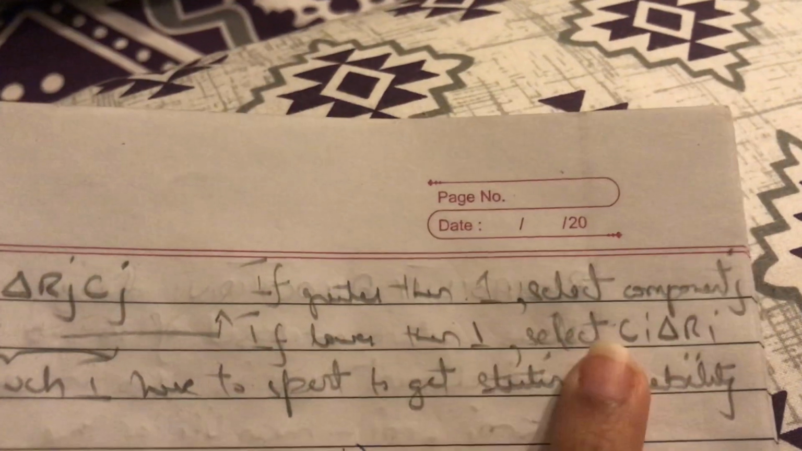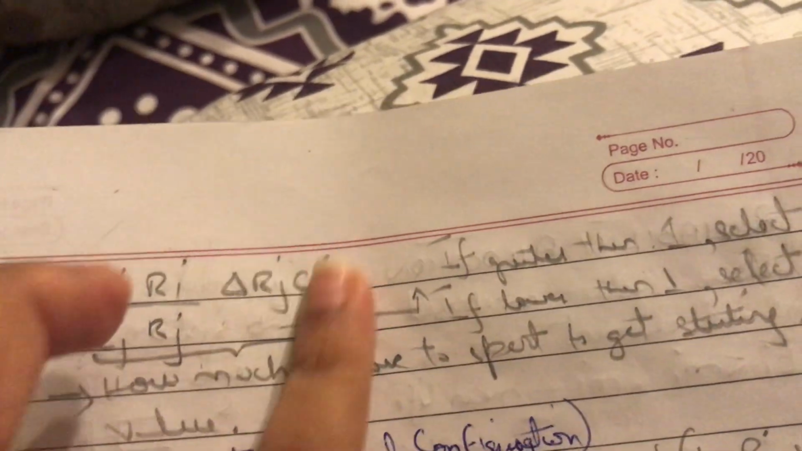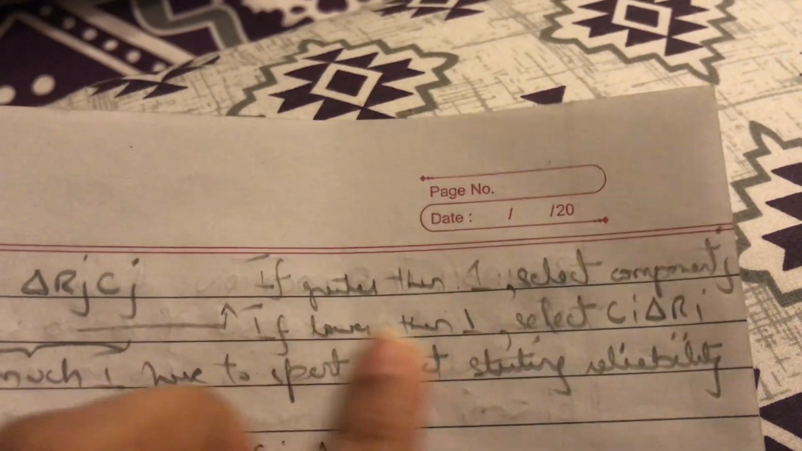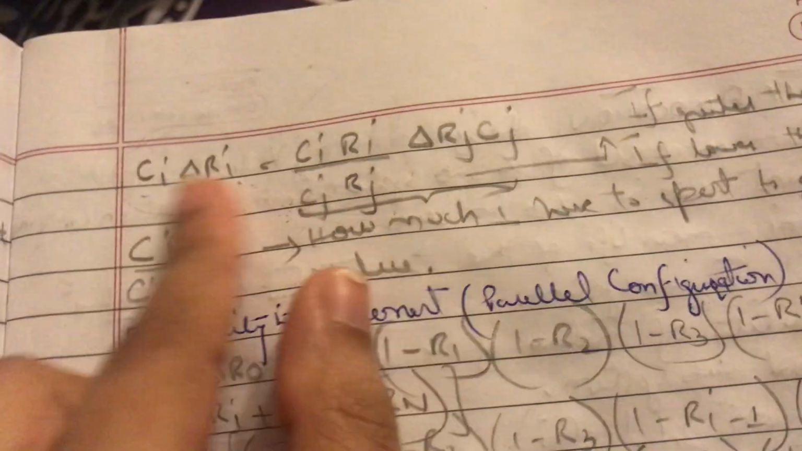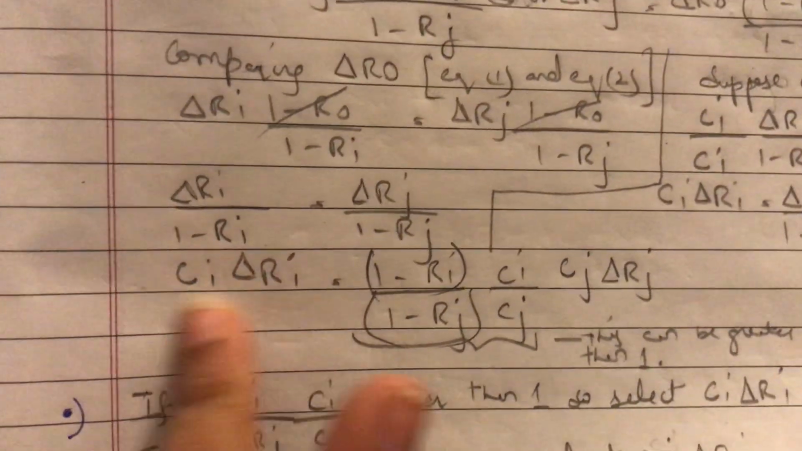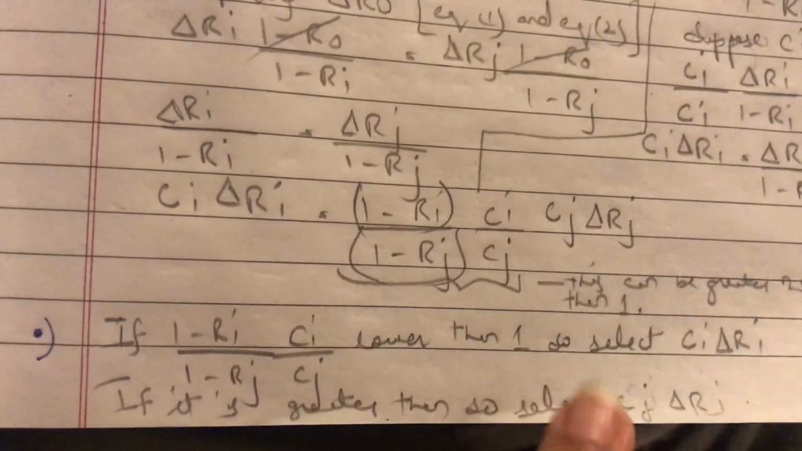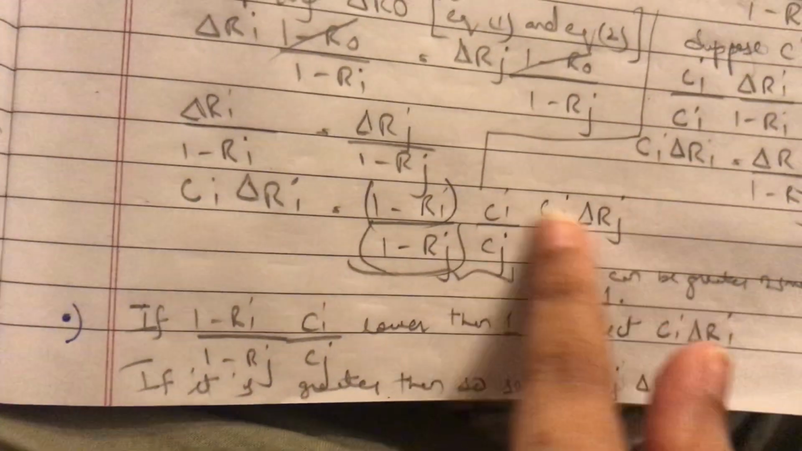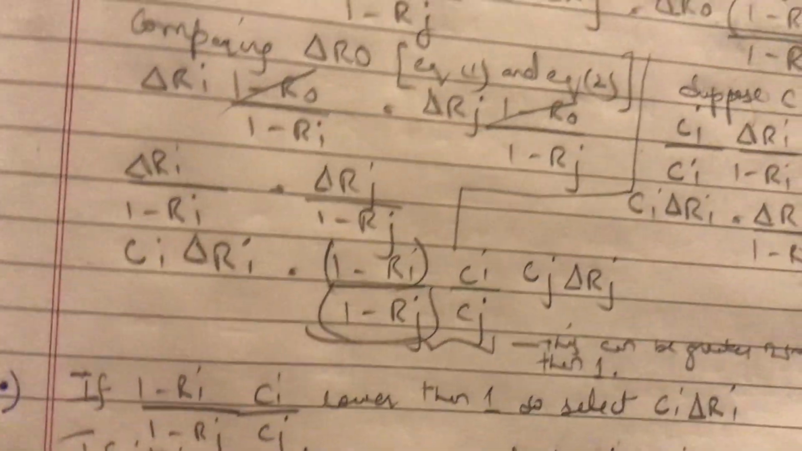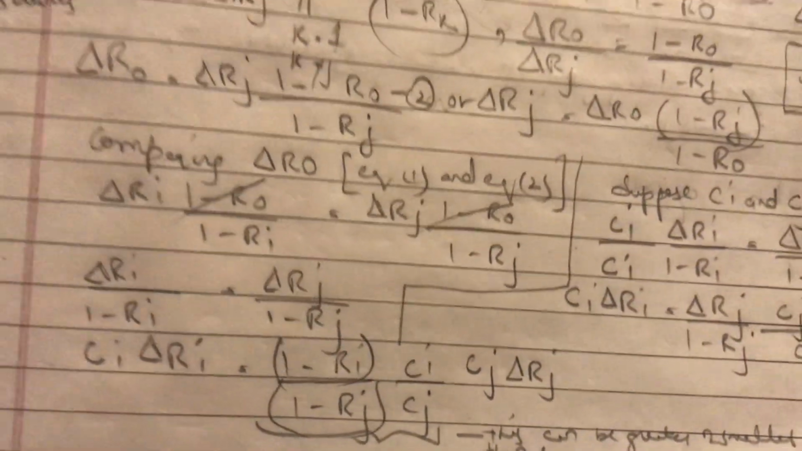So if it is greater than 1, we have to select the j component, the thing that is with the j, and if it is lower than 1, we have to select the i component. If it's lower, it is necessary to go with the i one, but if it is greater than 1, we have to go with this part. Okay, that's all for now. The parallel part is completed, and I have explained the reliability enhancement in series and parallel both. So that's all for now.